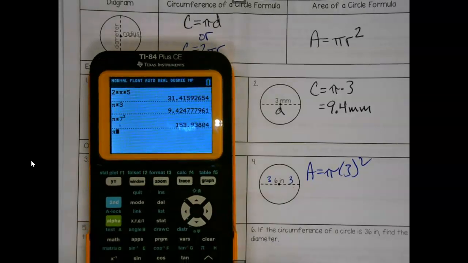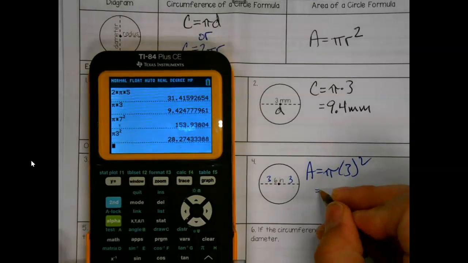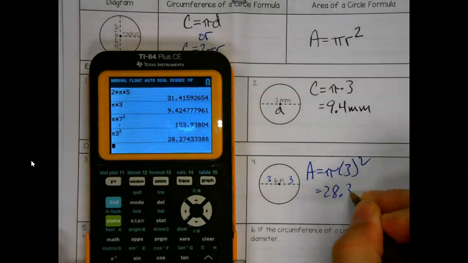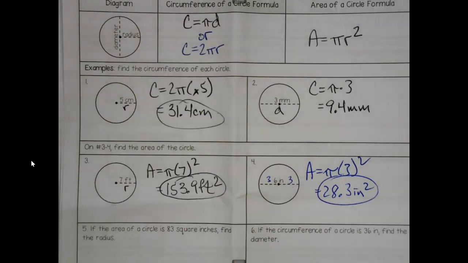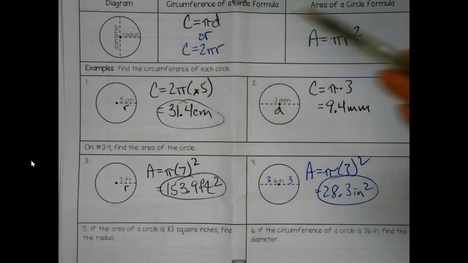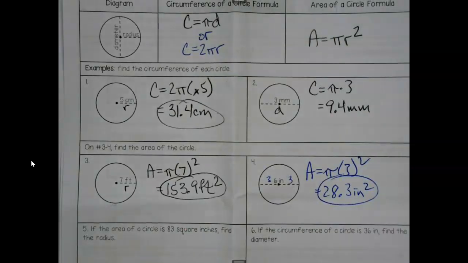All right. Pi r squared, 0.3, and then get our square inches on there. Now, the nice thing about a formula, though, is that most of the time, yes, we're going to be looking for the C or the A. But if we have some different information, we can find the other variables as well.